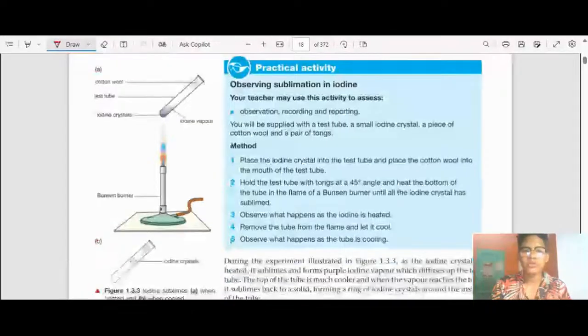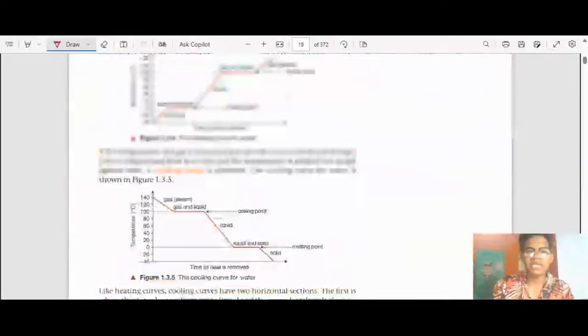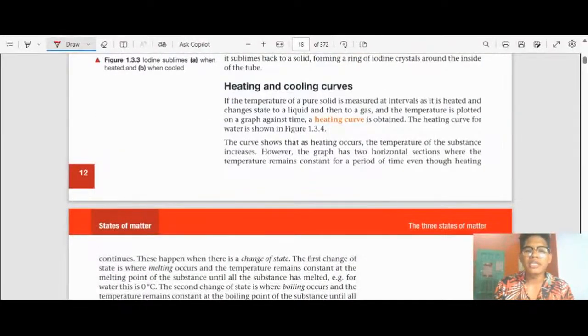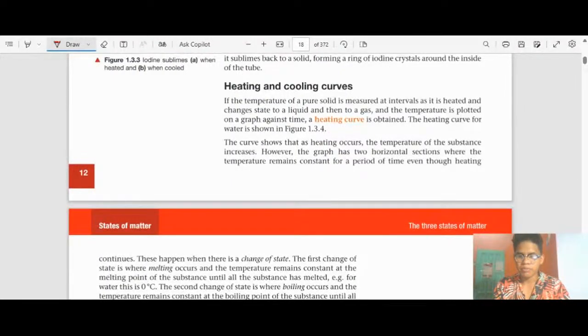To be particular, the next topic we will look at, so you could get out your pens, is heating and cooling curves. That will be our next topic for tomorrow.